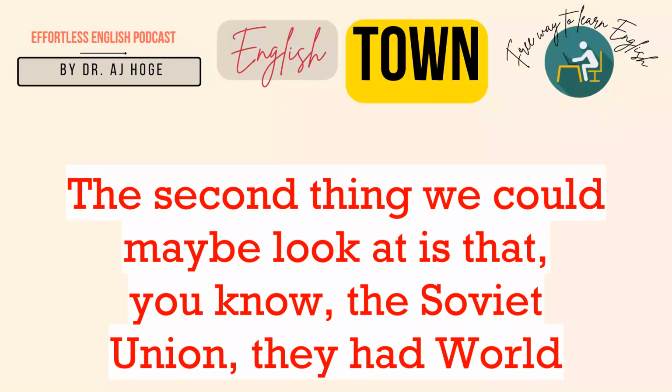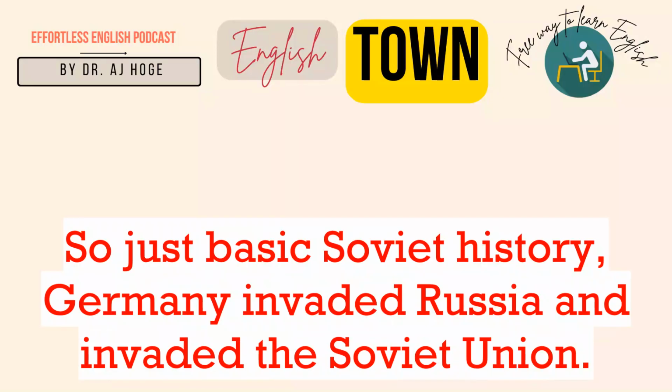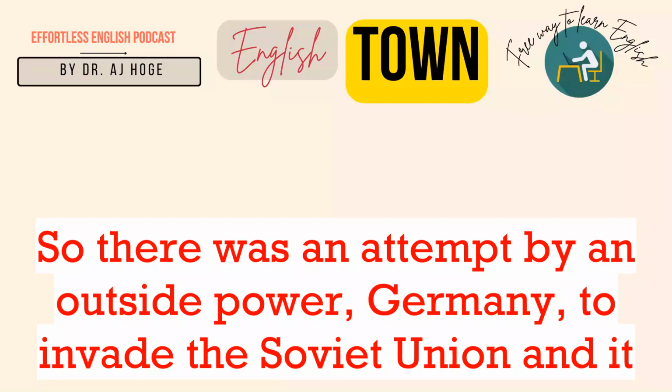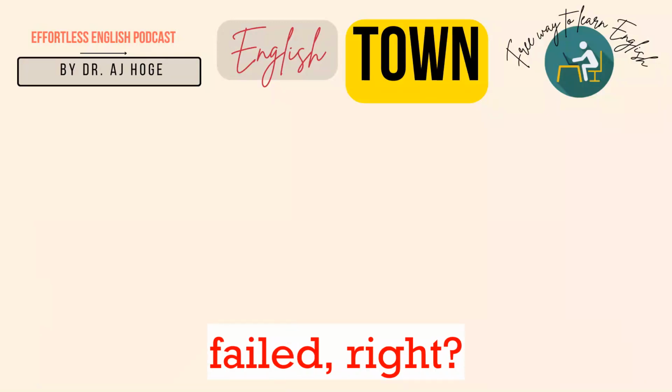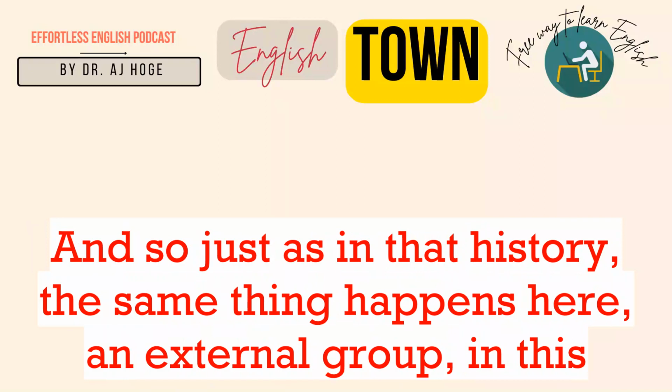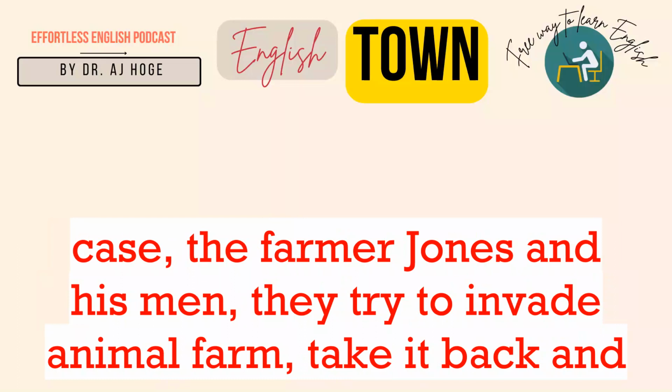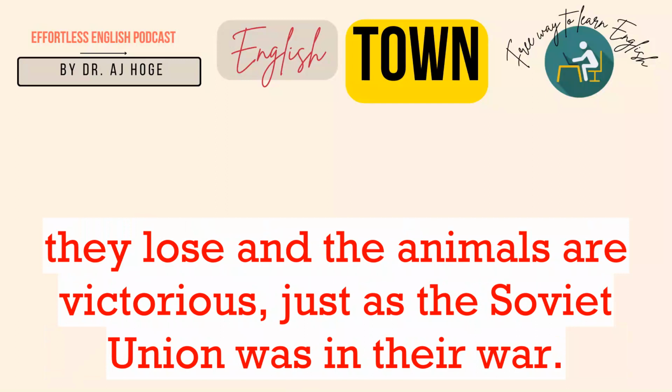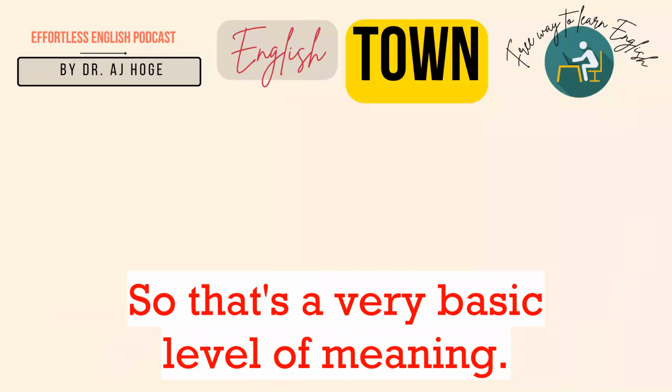The second thing we could maybe look at is that, in the Soviet Union, they then had World War II, right? Just basic Soviet history. Germany invaded the Soviet Union. So there was an attempt by an outside power, Germany, to invade the Soviet Union, and it failed. The Soviets won, the Germans were pushed back and defeated. And just as in that history, the same thing happens here. An external group, in this case Farmer Jones and his men, try to invade Animal Farm, take it back, and they lose, and the animals are victorious, just as the Soviet Union was in their war. So, that's a very basic level of meaning.